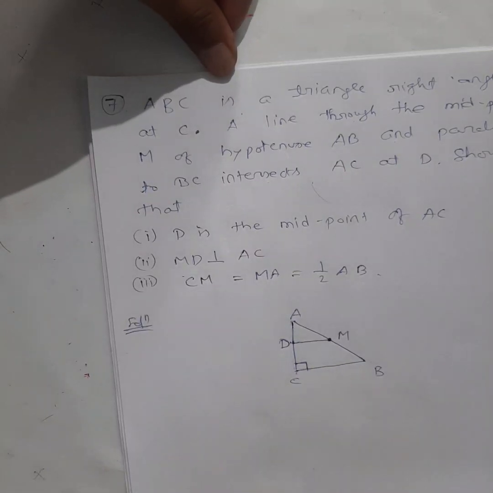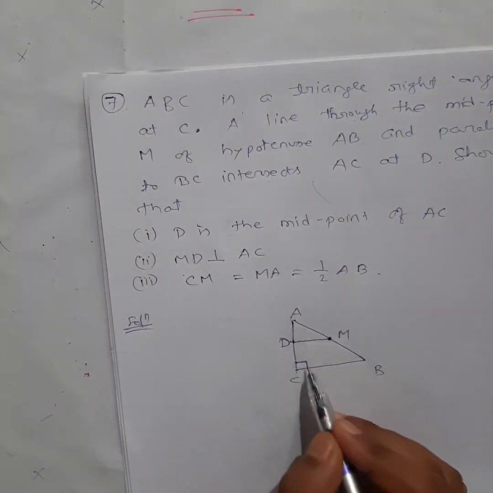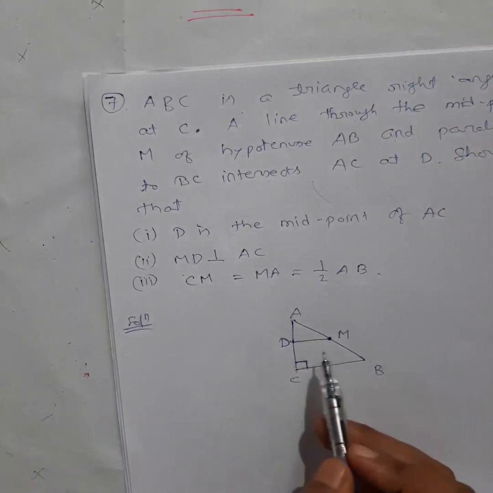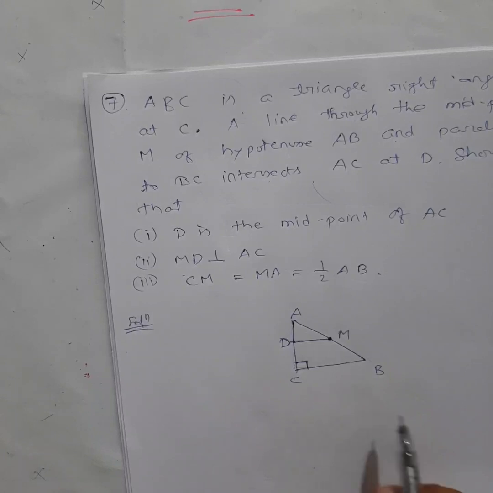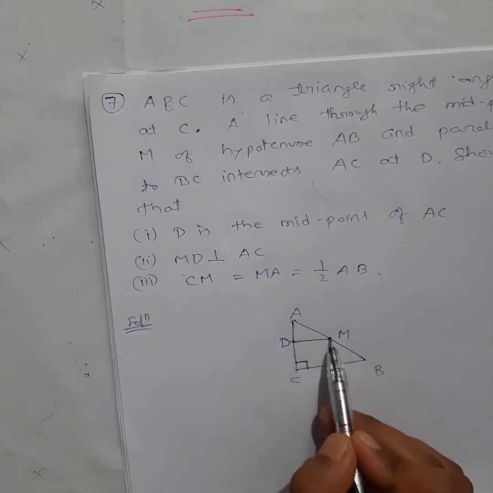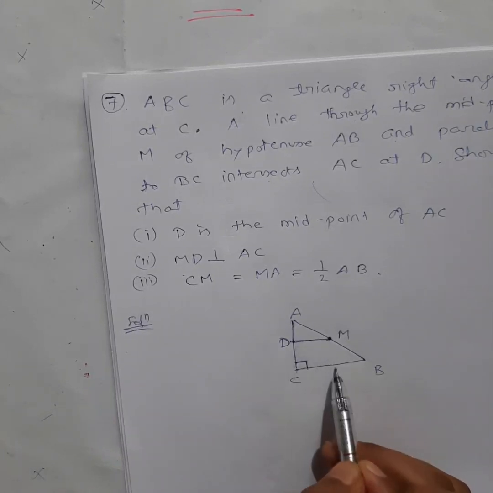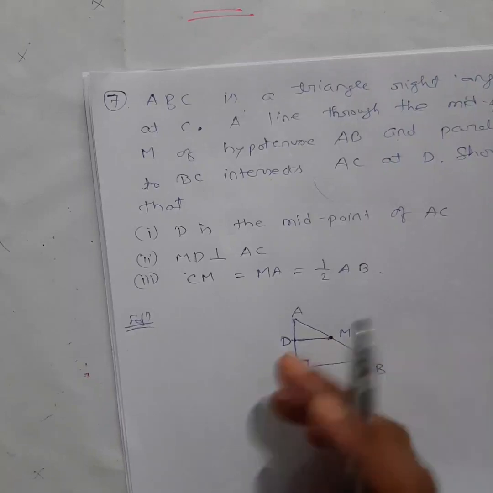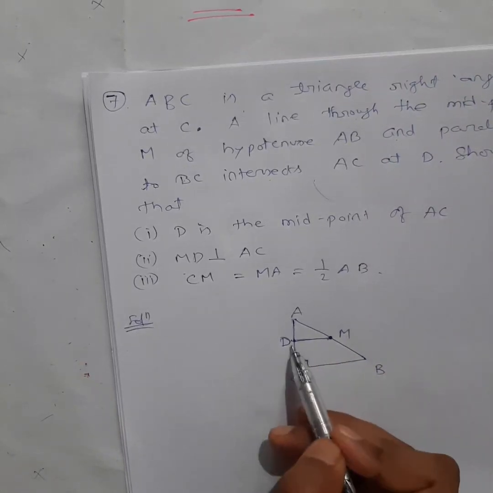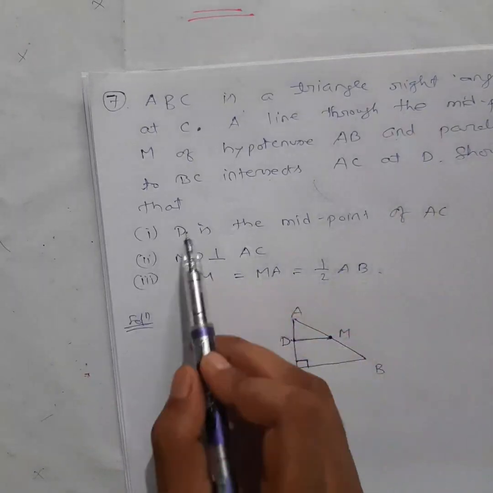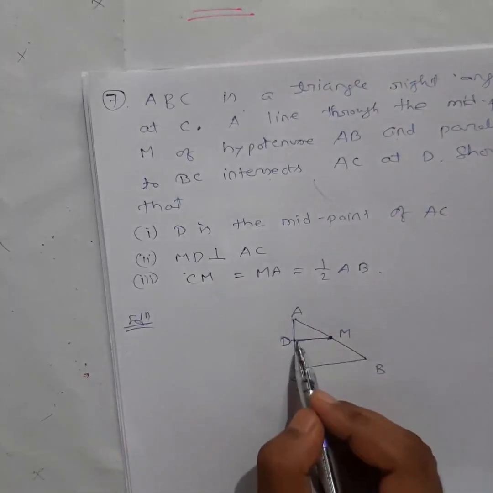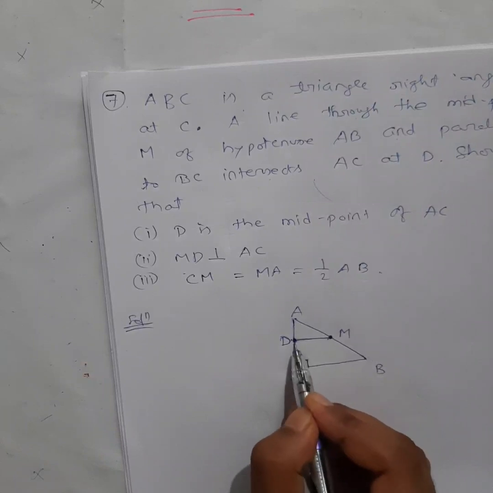So from this, what information do we have? In this triangle, this angle is 90 degrees. We know this is the midpoint and we know this line is parallel to this one. From this you can remember the midpoint theorem. Anyway, what they have asked you to find out: show that D is the midpoint. So the first question is that one only. You need to show D is the midpoint of AC.